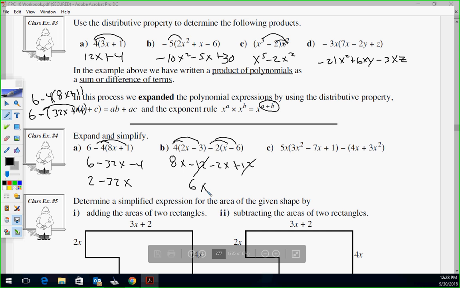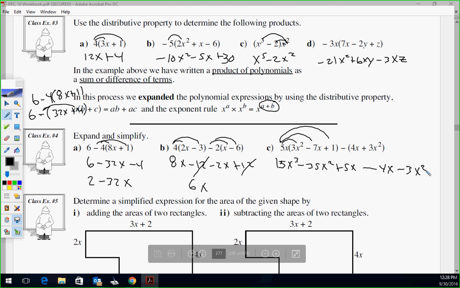Okay. And then back to what Rich was saying, see that negative's there? So all this negative's going to do is change the signs of everything on the inside. That's all it's going to do. It's a negative 1. Okay, so this one, 5x times 3x squared, 15, whoops, 15x cubed, negative 35x squared, plus 5x, minus 4x, minus 3x squared. They were positive, now they're both negative.